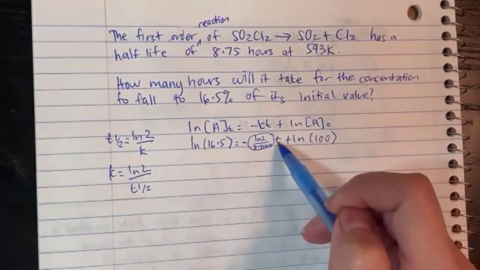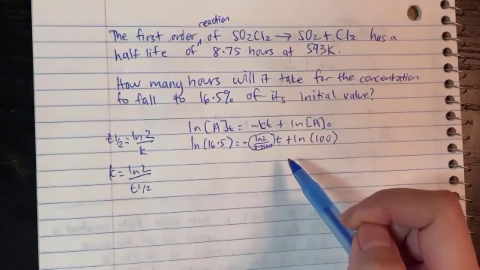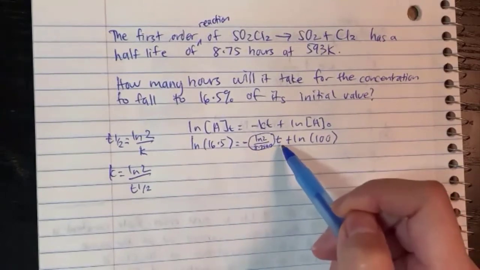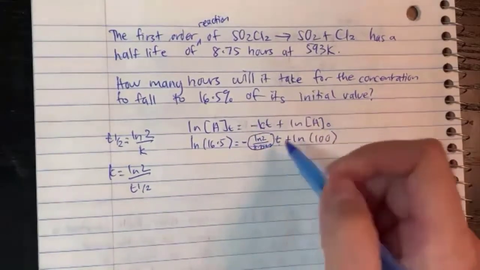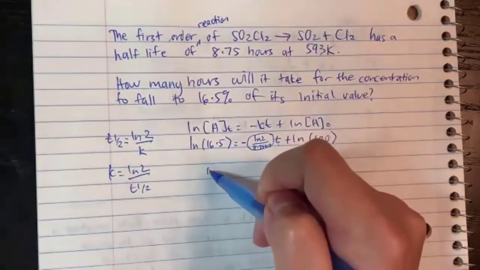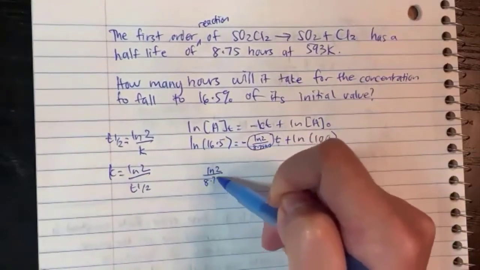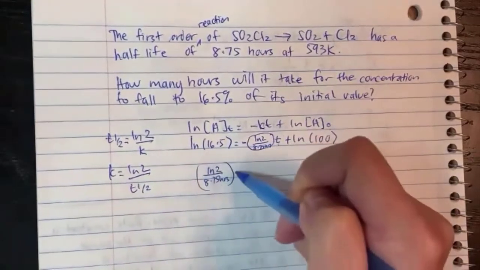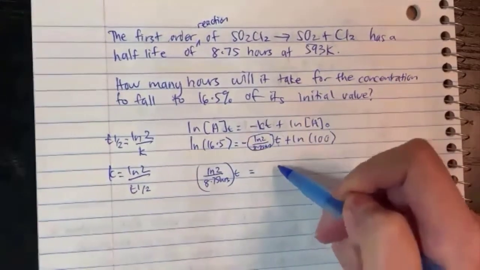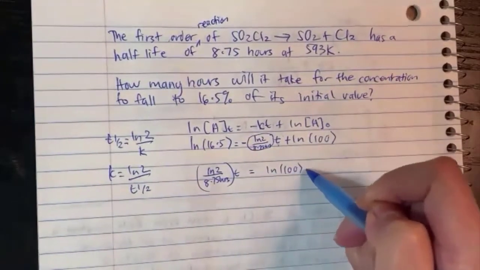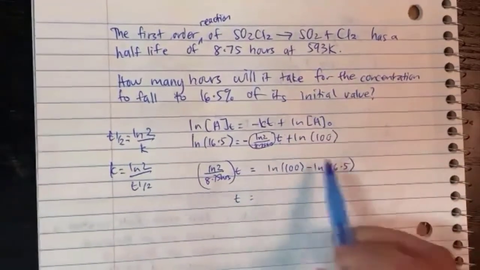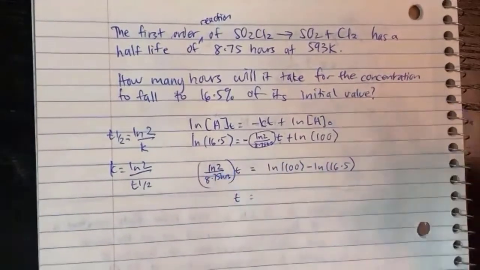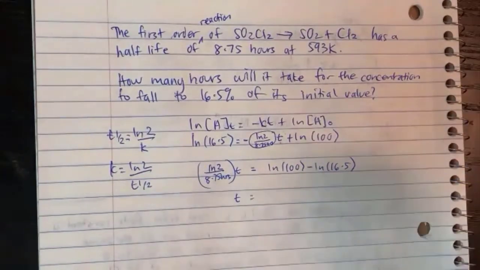So let's go ahead and solve for t here. So what you want to do is you can go ahead and use your calculator and solve for t. I can rearrange it a little bit to make it a little simpler. So I'm going to go ahead and do the whole positive side here. So ln2 divided by 8.75 hours times t is on this side. And then I'll do ln 100 minus ln 16.5. And then t is basically this term divided by this term. And you can use your calculator and just go with the calculation, but I can write it out so I can show you.